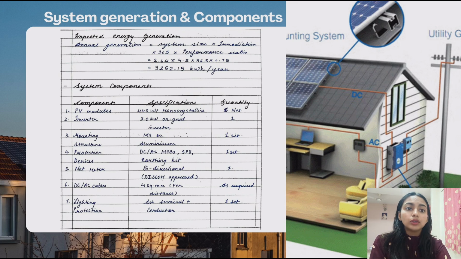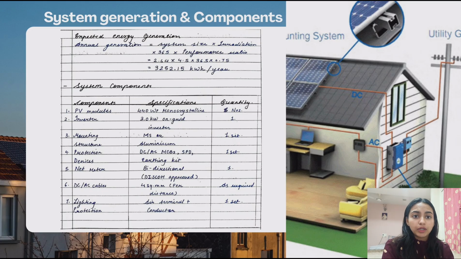We also need to calculate the expected energy generation, right? So the expected annual energy generation is calculated by a certain formula. The system size into irradiation into 365, which are the days, into performance ratio. So after substituting everything, we get 3252 kilowatt hours per year. So this is the annual energy generation. So the system will generate approximately 3250 units annually, which is sufficient to meet the household's energy needs.